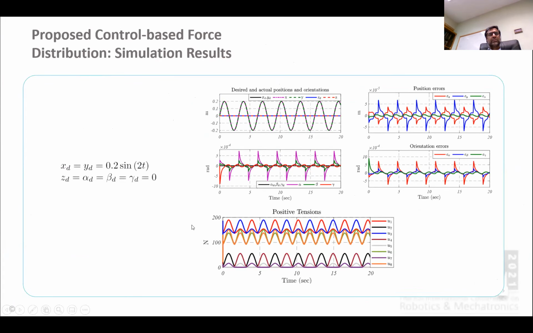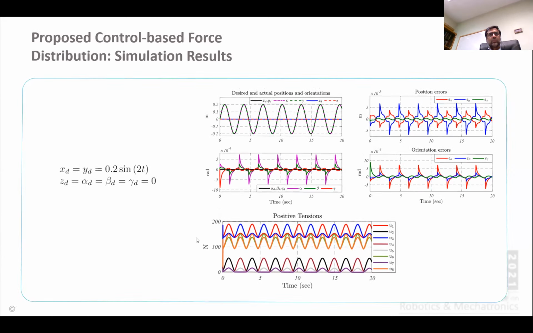In another simulation, to have a better judgment, we use a periodic desired trajectory, and as you see, the errors are very small. Furthermore, the cable forces are positive in all the workspace of the robot.